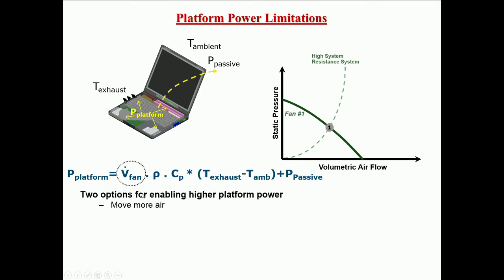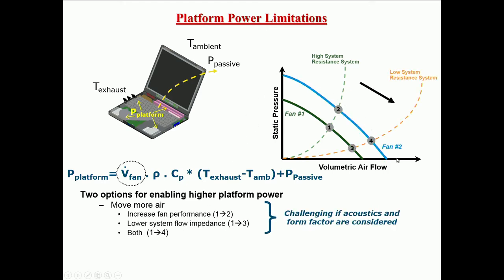Okay. So if I now have to increase this platform power, what can I do? Two options. One is to move more air. How can I move more air? Either you increase the fan performance or I reduce the system resistance, or both.